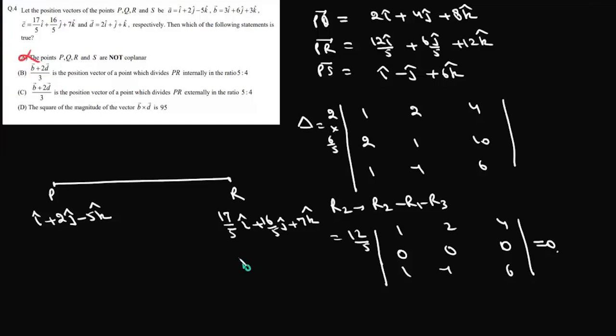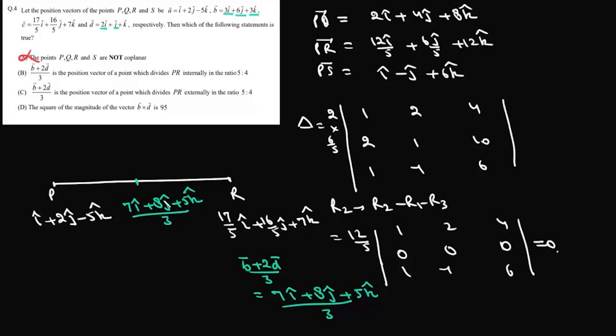Now B plus 2D upon 3 will be, this is 3i plus 4, 7. So there'll be 7i, and then 6 plus 2, 8j, and then 3 plus 2, 5k, whole divided by 3. So we have this point 7i plus 8j plus 5k by 3, and we have to find in what ratio it divides PR.